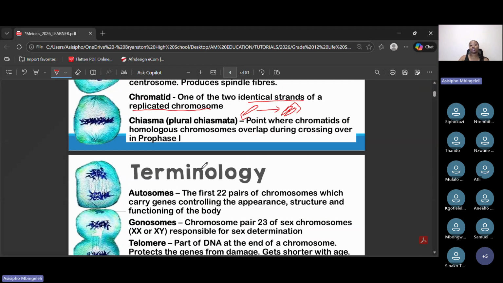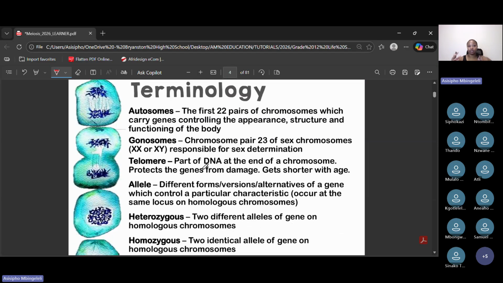Then, autosomes and gonosomes. The terminology here, very important. Sounds similar, autosomes, gonosomes. When we speak about autosomes, we are speaking about the first 22 pairs of chromosomes. Remember, in our human cells, we have 46 chromosomes in total, right? But now, if we are not counting the number of chromosomes, we are counting them as pairs. That means we have 23 pairs of chromosomes. So 23 pairs and 46 chromosomes is the same thing.